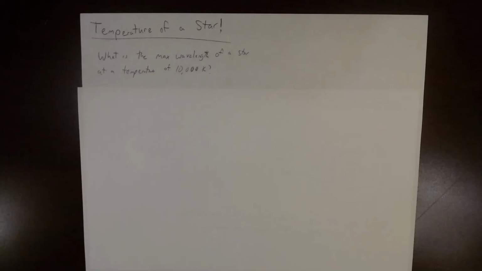We've done a couple things with temperature so far this semester. We'll do more, don't worry. So here's a question for you. What's the max wavelength of a star at a temperature of 10,000 Kelvin? So if you had a star that was at a temperature of 10,000 Kelvin, what would be the brightest wavelength, the max wavelength, that it would be emitting? Take a moment to think about what equation you would use to solve this. I hope you said Wien's law, W-E-I-N-S law, or Wien's law.